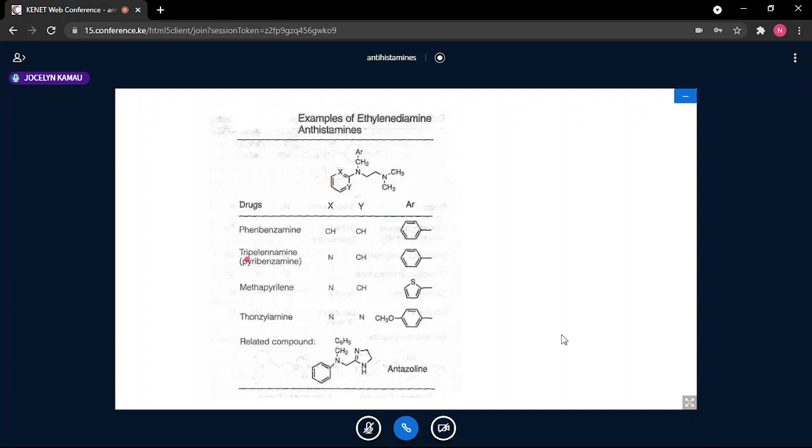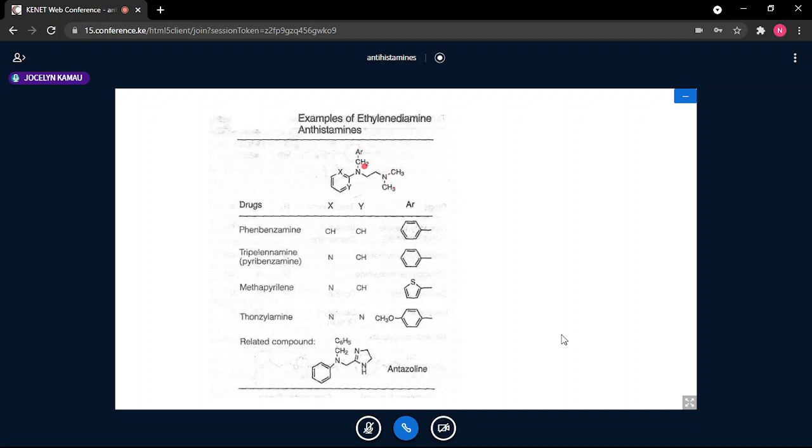The next group was the tripelennamine. In tripelennamine, the difference is that X is converted to a nitrogen, either X or Y, it doesn't matter because they are in the same position. So X is converted to a nitrogen, and the other one remains a CH. That now gives us the pyridyl ring, and of course the phenyl, the benzyl ring.